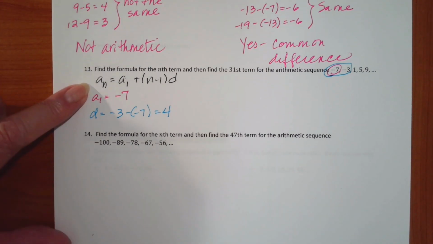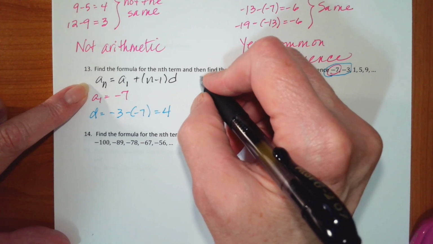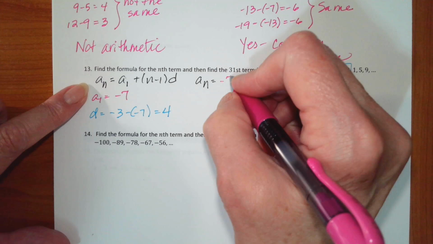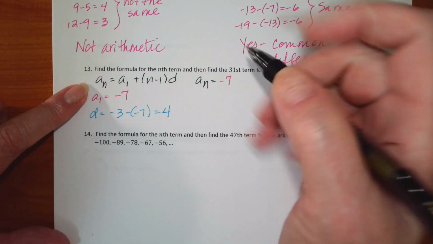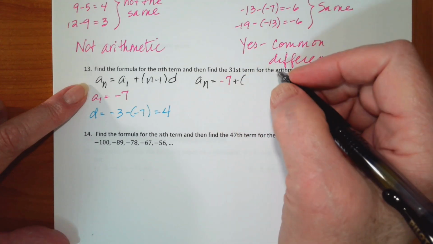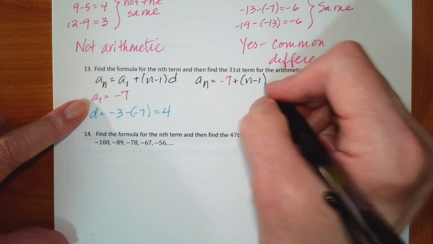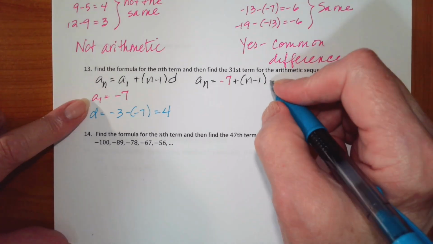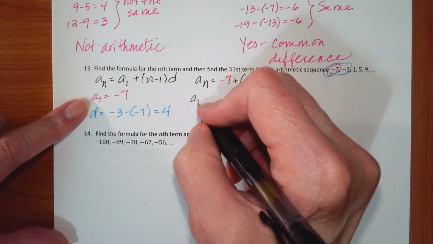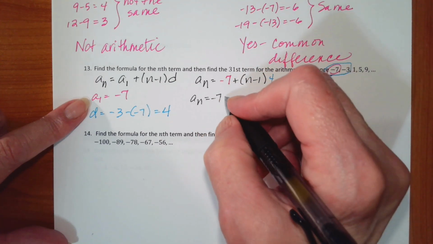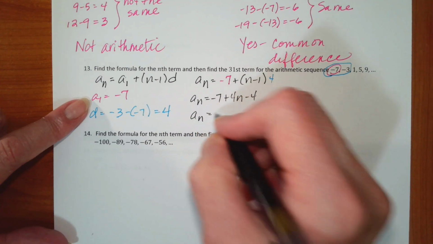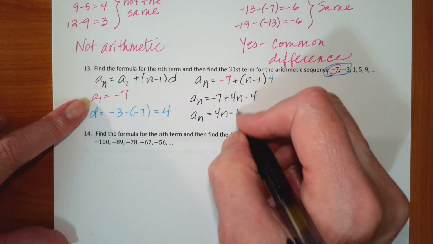Okay, so I take those and plug them into my formula. So a sub n is equal to a sub 1 plus n minus 1 times d. If I simplify this, a sub n is equal to negative 7 plus 4n minus 4. So a sub n is 4n minus 11.